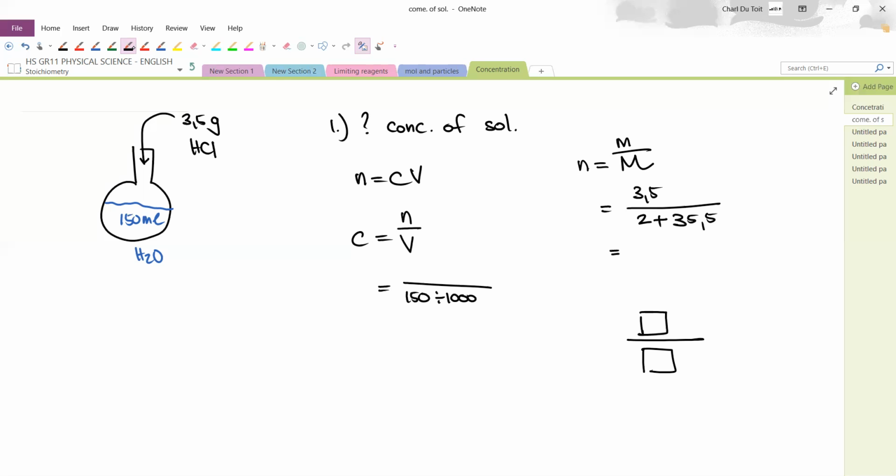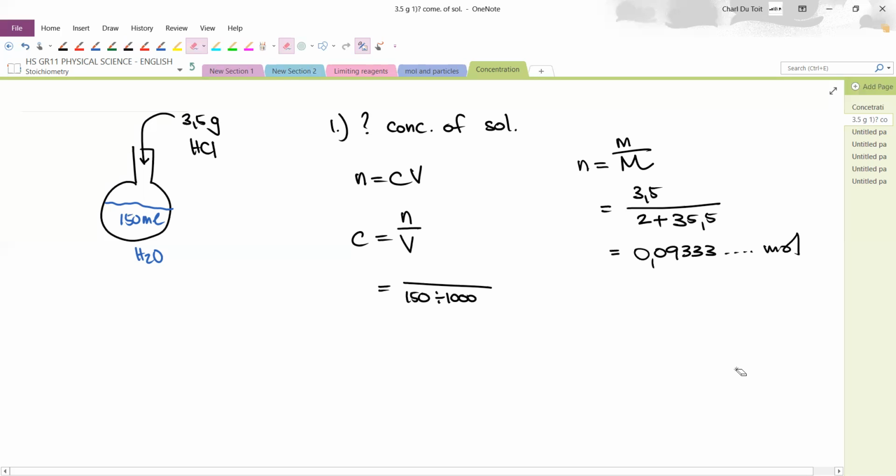But you can't round off. It's 0,09333 whatever mole. Is that correct? Yes, sir. So write at least 5 decimals. But when you do this calculation, you are not going to rewrite that on top of that. You're just going to press answer. Is that correct? Yes, sir.